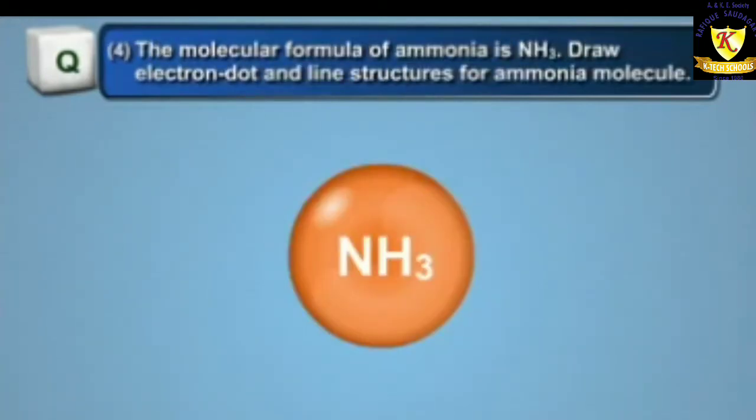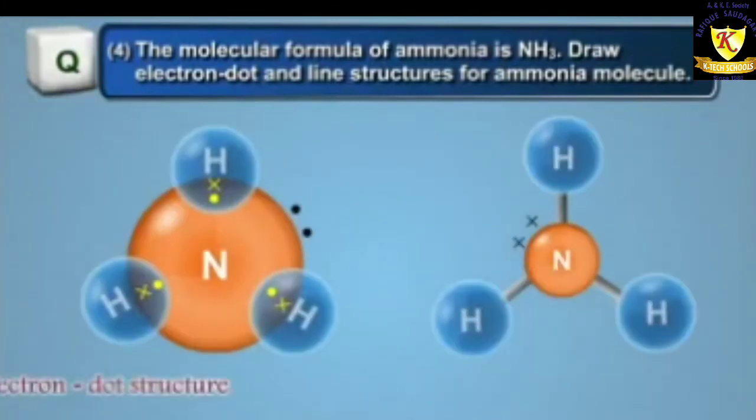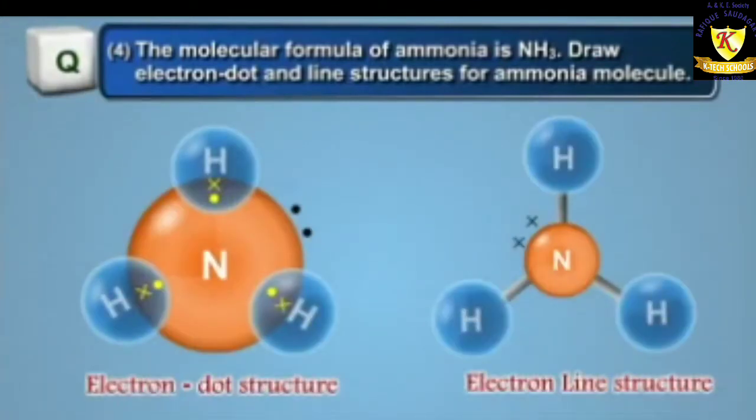The molecular formula of ammonia is NH3. Draw electron dot and line structures for the ammonia molecule. Here are the electron dot and line structures for the ammonia molecule. Understood, children?